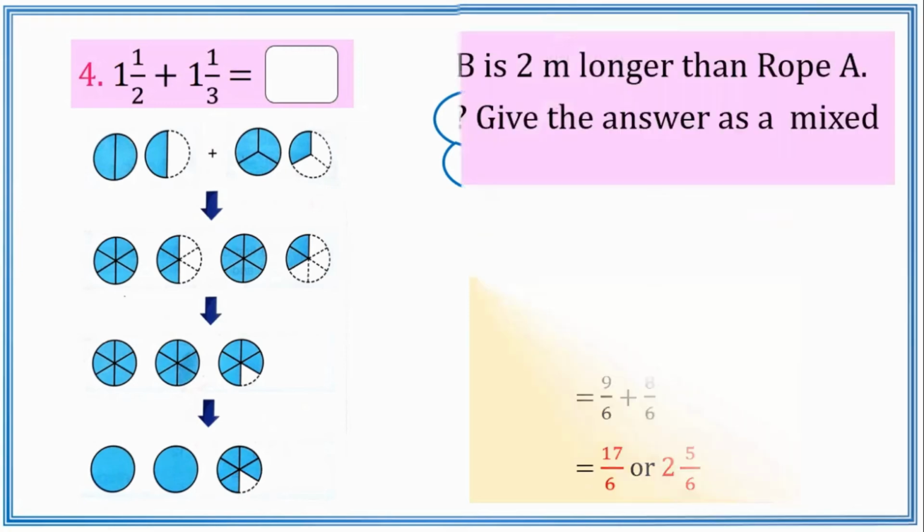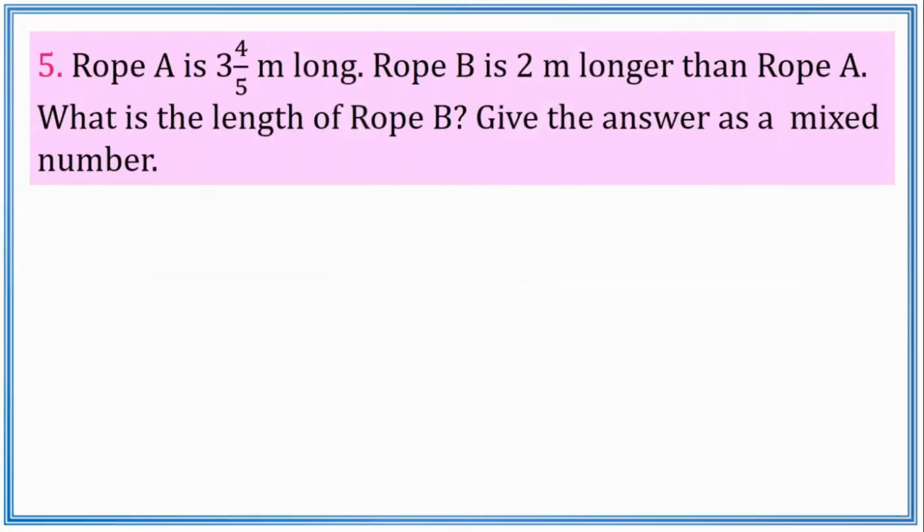Okay, since you understood our lesson, let us have a word problem. For number 5, it says, rope A is 3 and 4 out of 5 meters long. Rope B is 2 meters longer than rope A. What is the length of rope B? Give the answer as a mixed number.